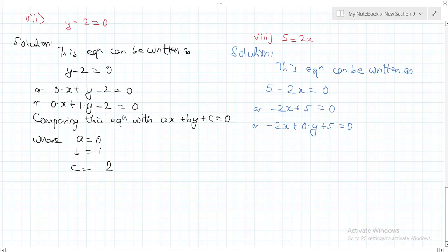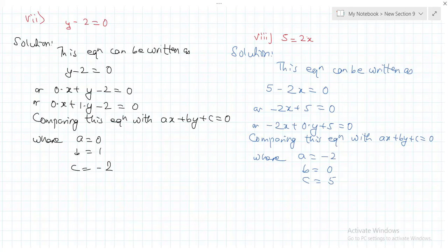Now it is in the form of ax plus by plus c equal to 0. Comparing this equation with ax plus by plus c is equal to 0, where now a is equal to minus 2, b is equal to 0 and c is equal to 5. In this way we can find the values a is equal to minus 2, b is equal to 0 and c is equal to 5.